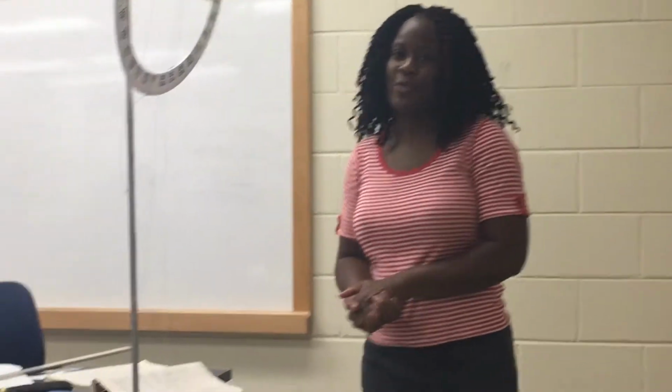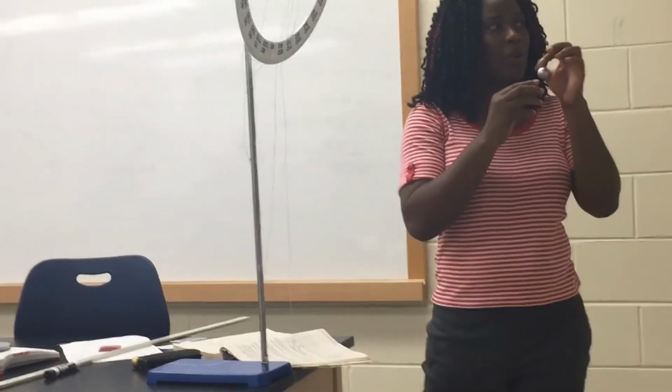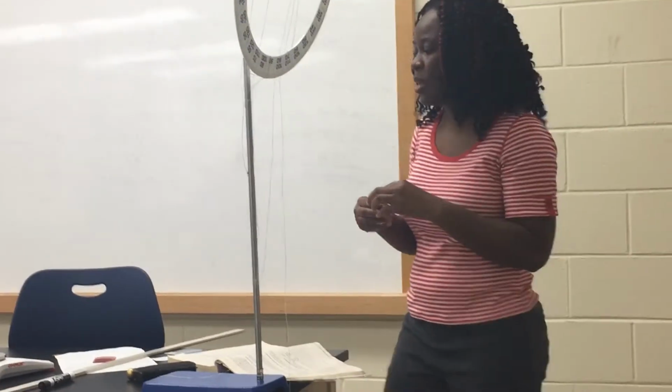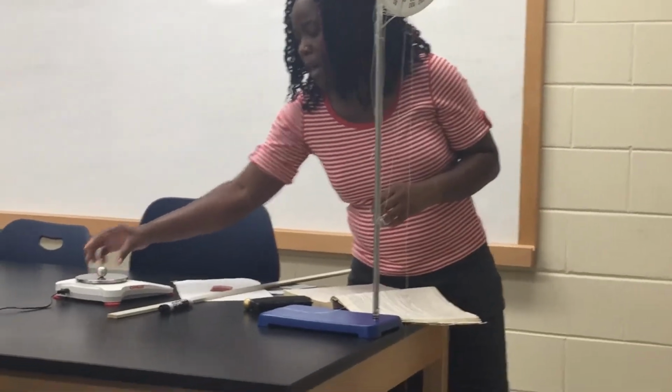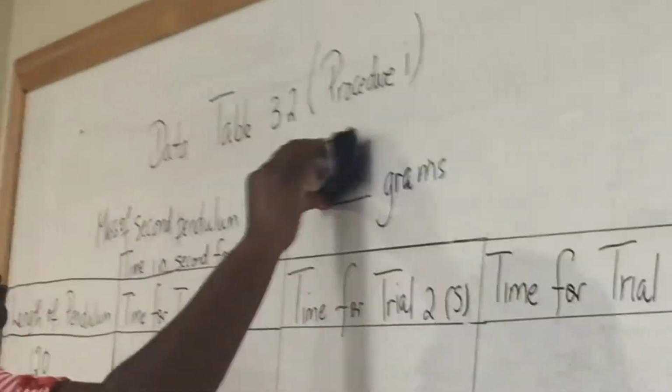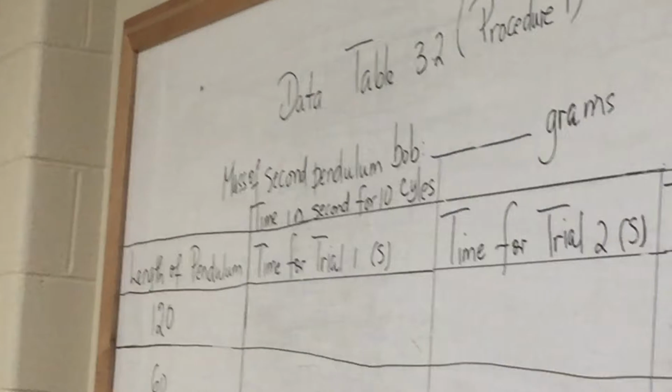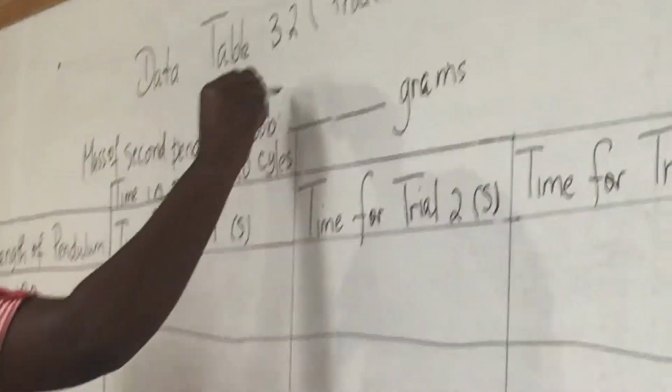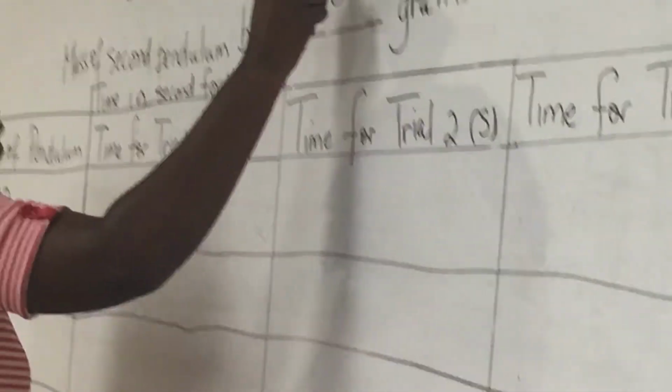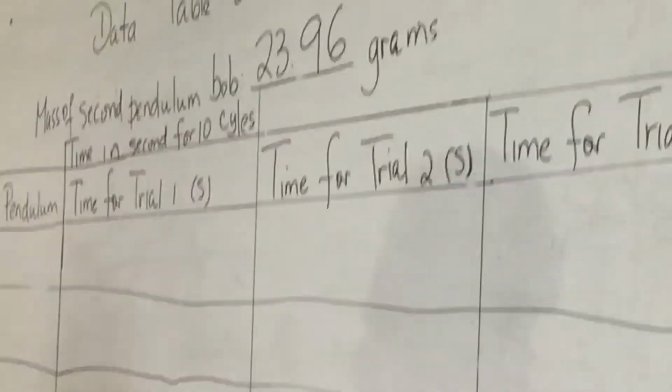So in procedure 2, we're going to change the mass of the pendulum, or we're going to use a pendulum bob that has a different mass. So I'll go ahead and put this mass on the balance, and then we will record the mass of the second pendulum bob. So the mass of the second pendulum bob is 23.96 grams. And then we're going to basically repeat the experiment that we did previously.